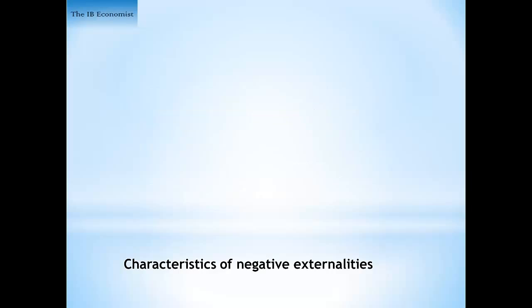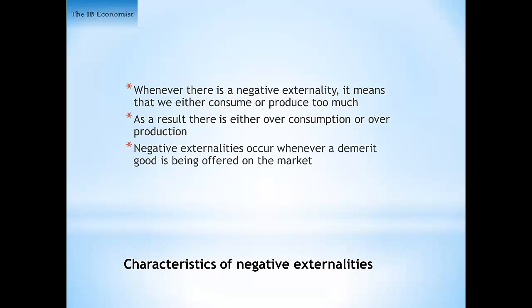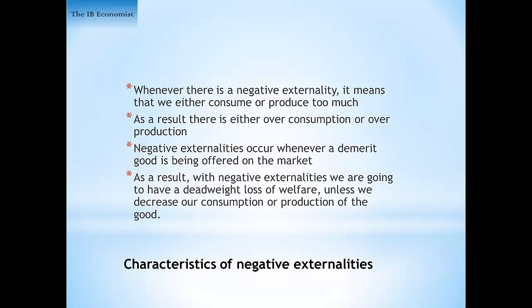In instances of negative externalities, we either consume too much or produce too much. As a result, whenever we have negative externalities, we suffer from overconsumption or overproduction of a product. Negative externalities occur whenever a demerit good is being offered on the market. A demerit good is a good which is harmful to the consumer or to the society. As a result, with negative externalities, we are going to have a deadweight loss of welfare unless we actually cut back our consumption or production of the good.